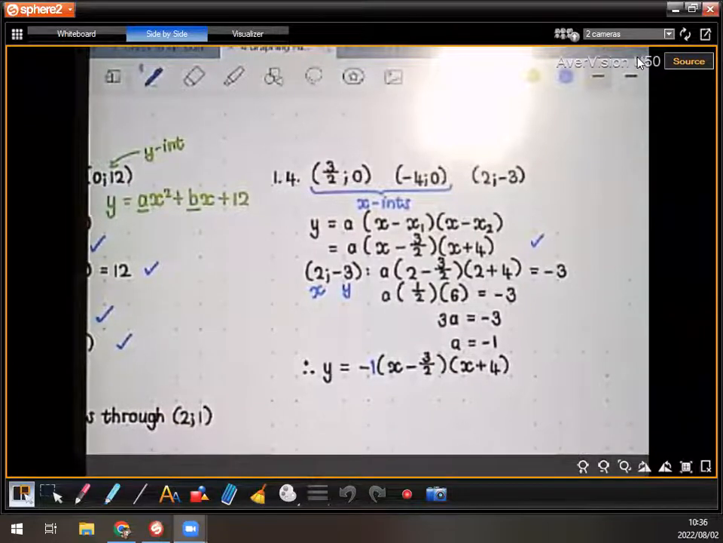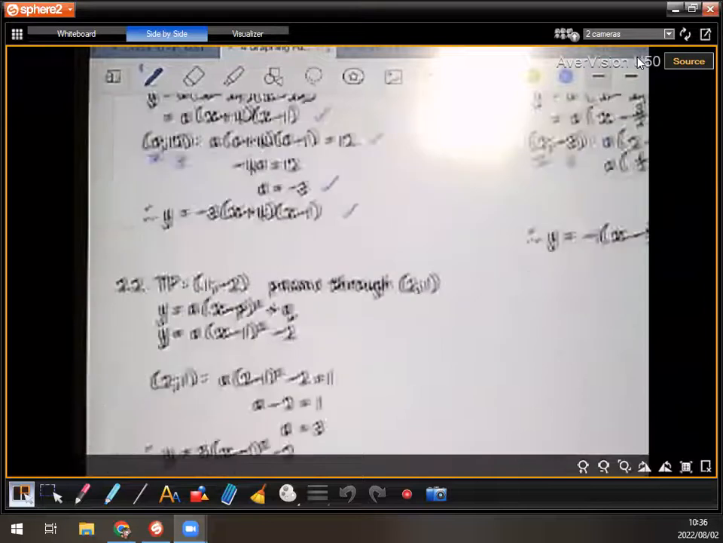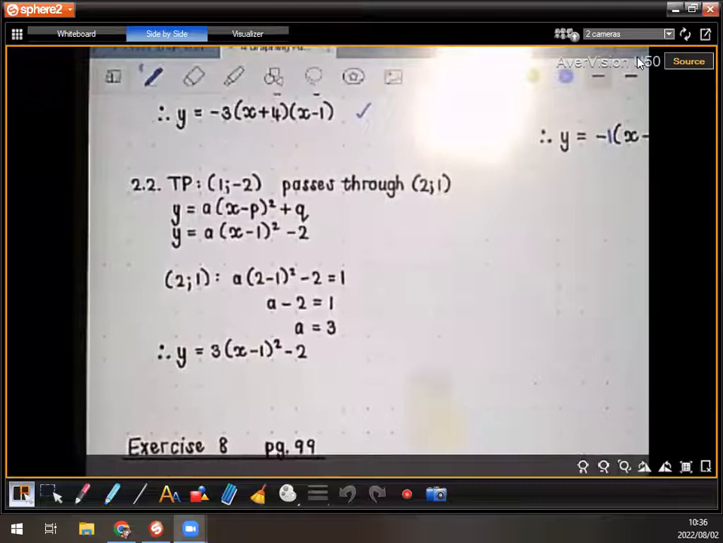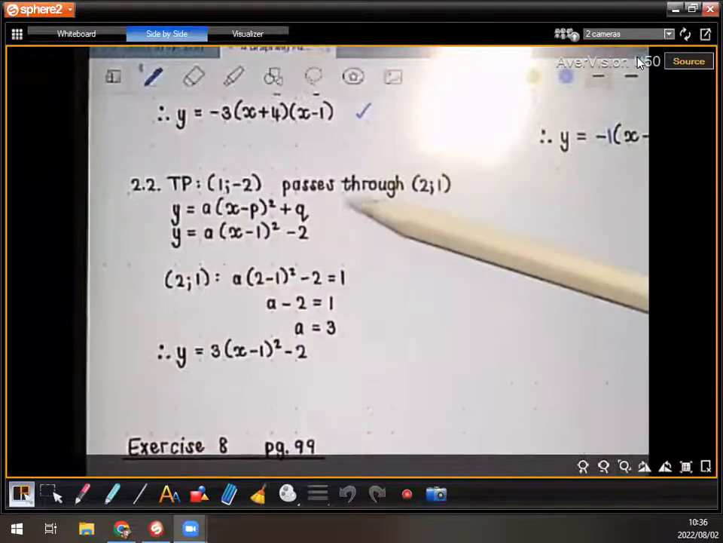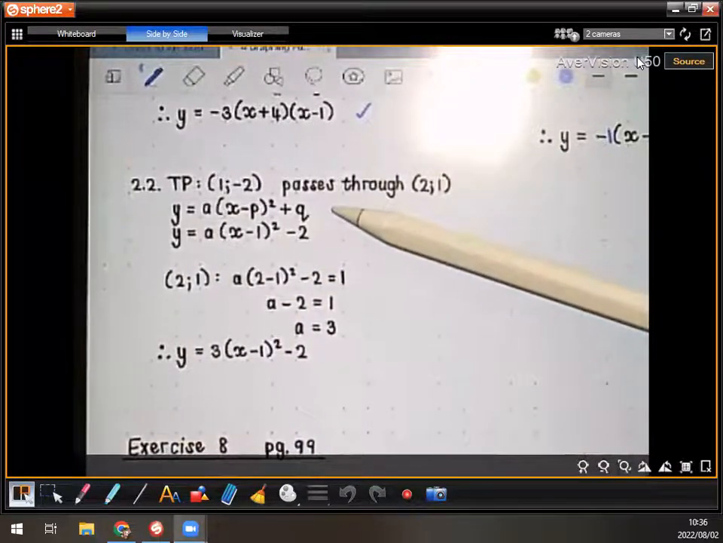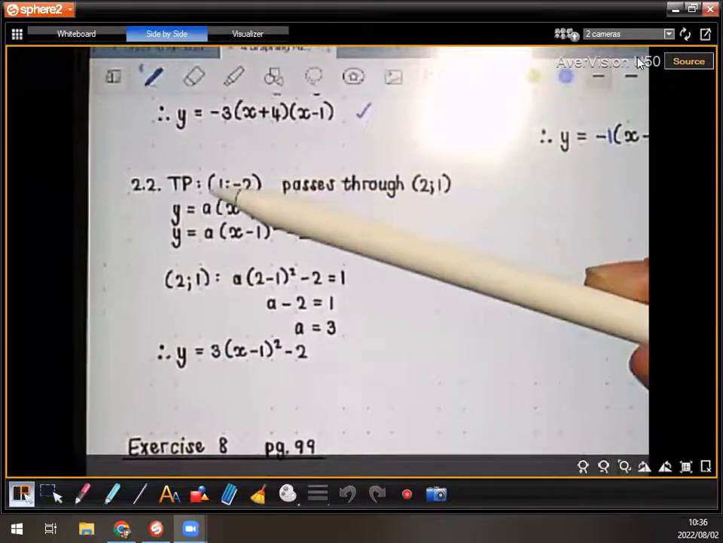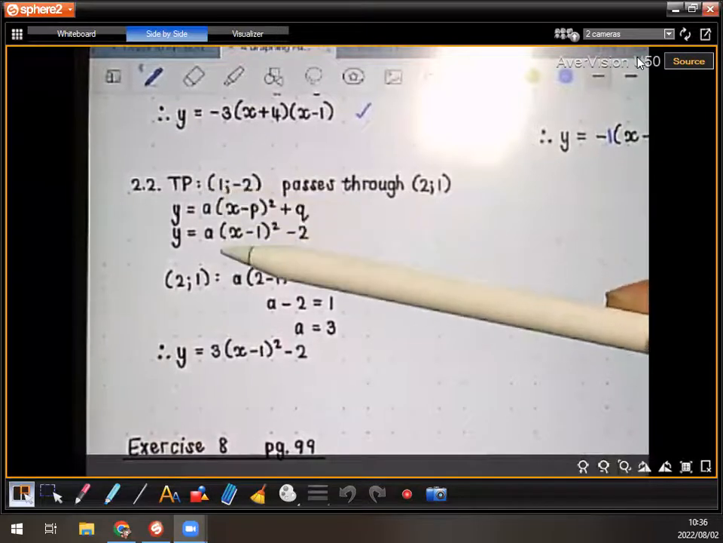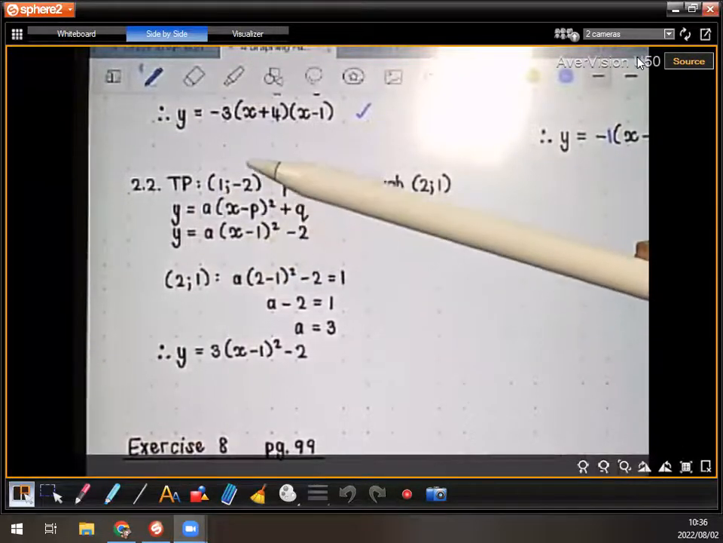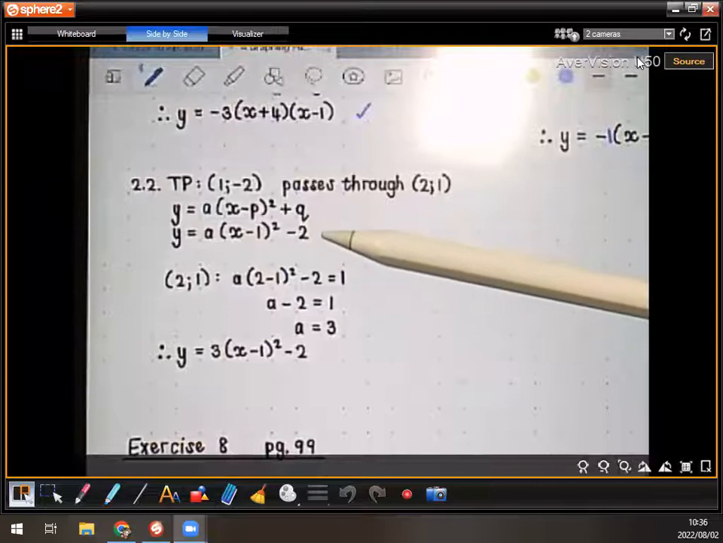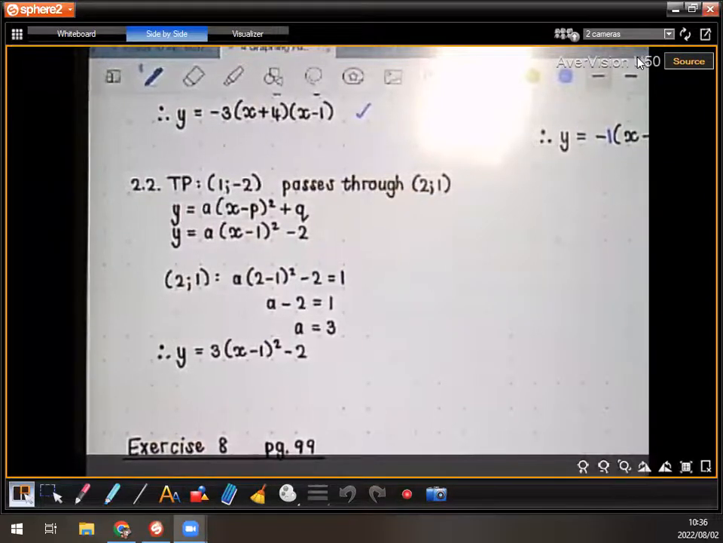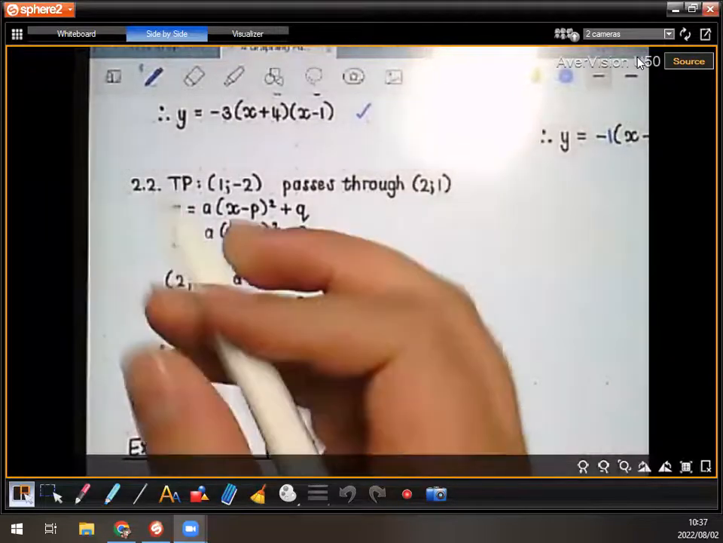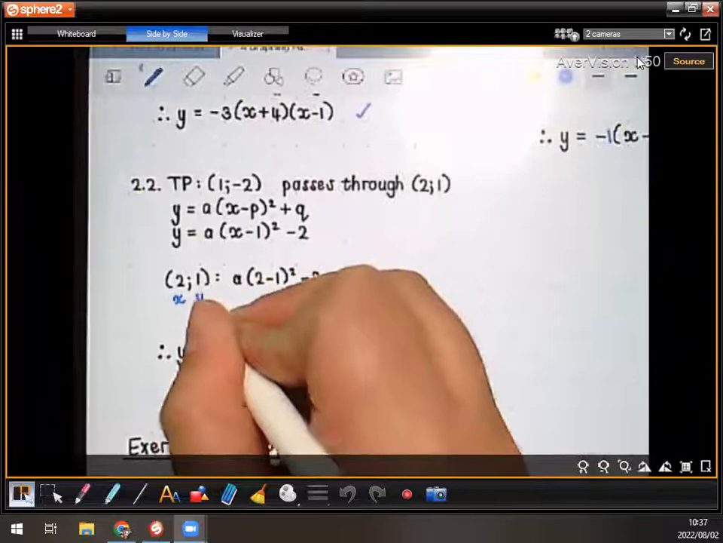Questions on that? Okay, 2.2. They gave you the turning point, so now you need to use turning point form. I wrote it out there. Again, the x value and the brackets in the actual equation have different signs. So positive 1, so you're going to have x minus 1 squared, and then the y value is 2. Then you sub in the other point that they gave you, 2, 1. So x is going to be 2 and y is going to be 1.